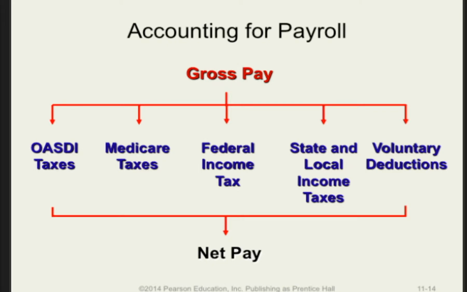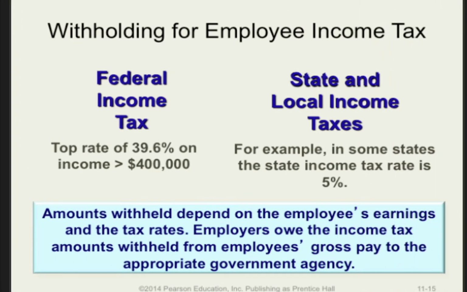The deductions that are withheld from an employee's pay include old age, survivors, and disability insurance, otherwise referred to as Social Security, Medicare, federal income tax, state and local income taxes, and other various voluntary deductions. Federal income tax is withheld from the employee's pay and forwarded to the federal government on behalf of the employees. This creates a certain amount of efficiency.